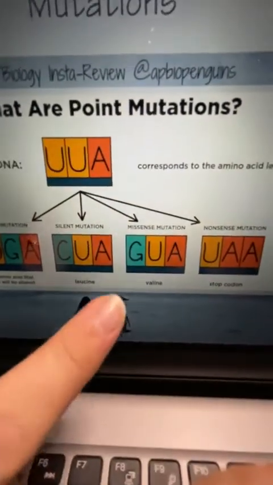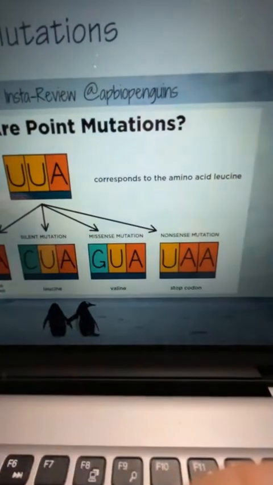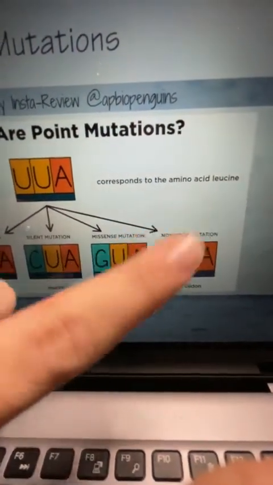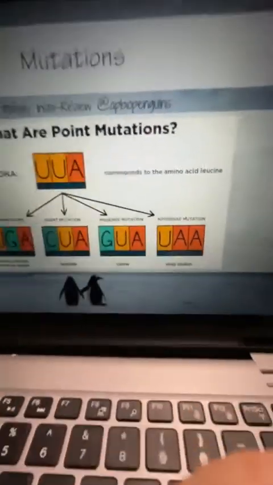So the next one we have is a missense mutation. In a missense mutation, when I switch out the uracil and the guanine, instead of it being leucine, now it's going to be valine, okay? So instead of one amino acid, it's a different amino acid. This could cause no problem at all. Like maybe it's not in the active site. Maybe it's not in a part of it that allows for the folding of that protein. So it could have no effect. But it also could have a substantial effect if it's part of the active site, if it's part of the way that it folds, right?